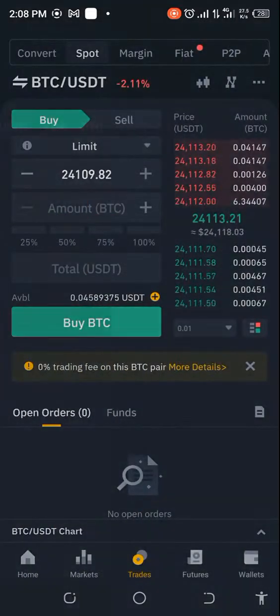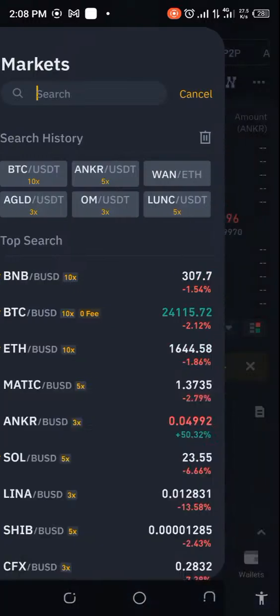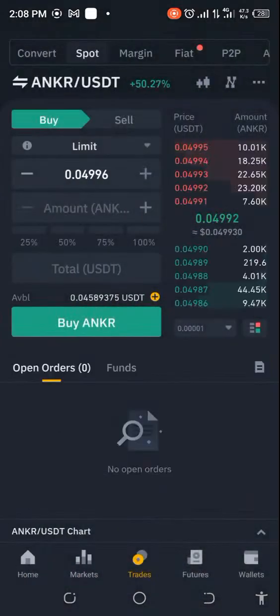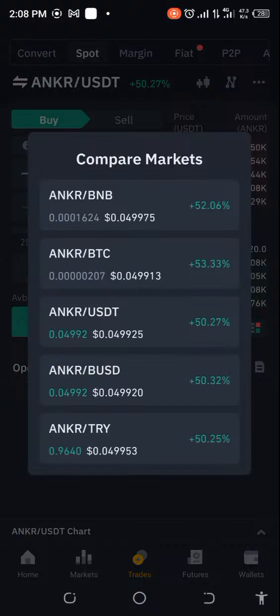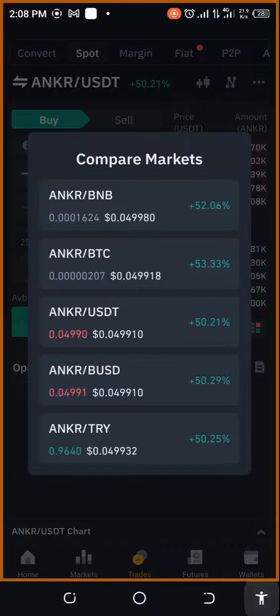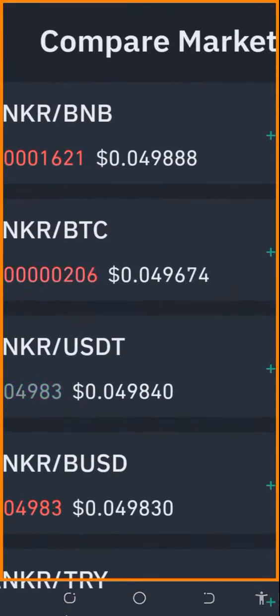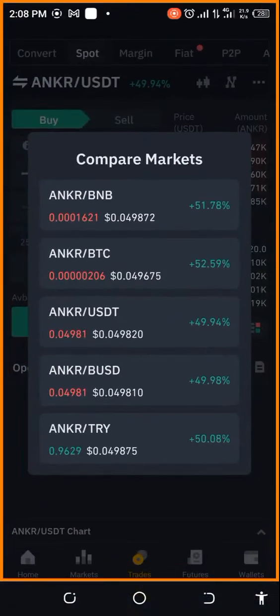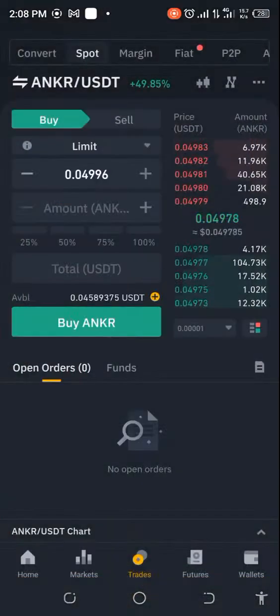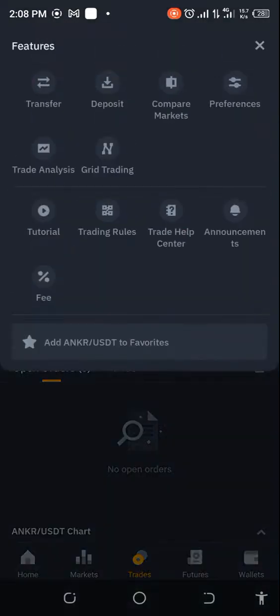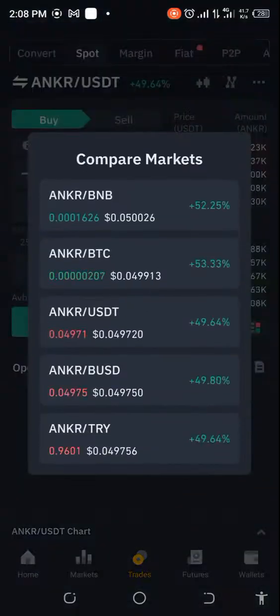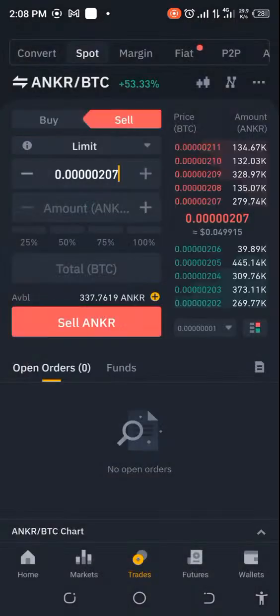Okay, let me go back now. I'm going back to ANKR itself, and then I'm going to check what's happening currently on the compare markets. Okay, I can see the price is going down drastically, but it's going to come back up with full force. Okay, so let's go back and place our sell limit. We'll place our sell limit for 2113. That's what we're going to put it as.